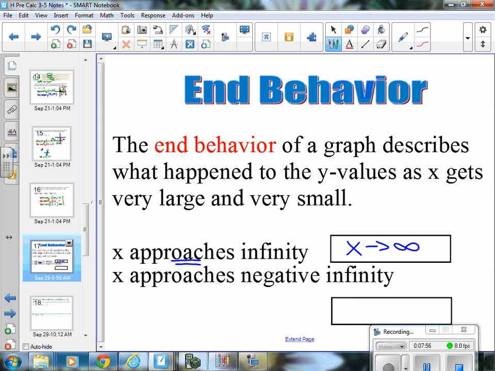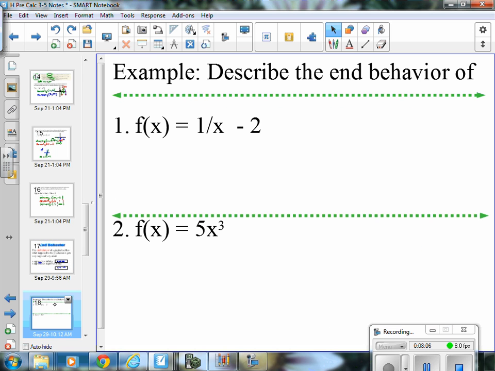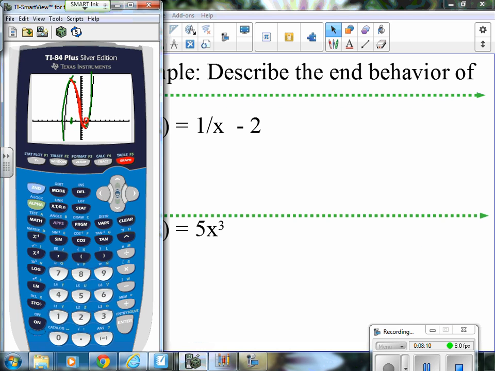And then as x approaches negative infinity means as x gets really, really small. What are the y values doing? Are they increasing? Are they decreasing? Are they becoming constant? We need to take a look at what those are. Okay, so we're going to talk about a couple of these very quickly. If you can please graph that 1 over x minus 2 on your calculator, just get that picture on there so we can talk about that.